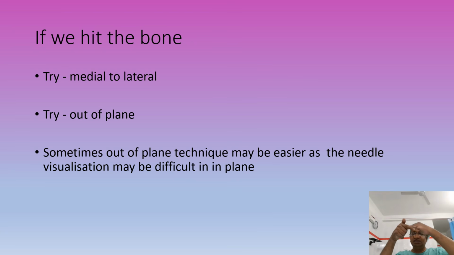It is not like this, so it will cross and go away. So if this thing is there, then we can easily put it. If it slightly goes under, it is very difficult to visualize in plane. Sometimes we may go out of plane.